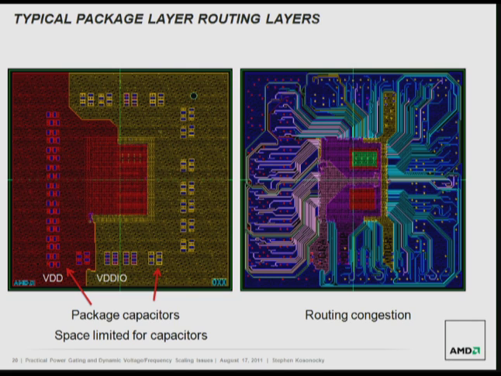Then on the right side is one of the routing layers, and you can see that's really packed. If we just add some more supplies, we're stealing layers, and we're creating more via pass-throughs that have to come up to feed those supplies. It makes it harder to route all the signals around. So it gets very difficult.